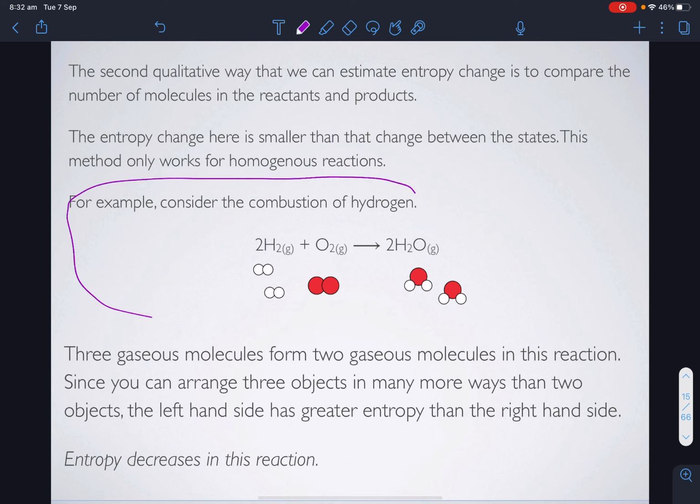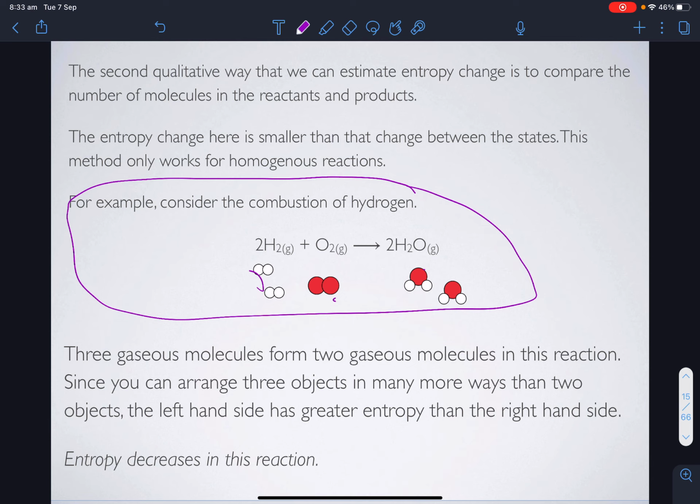For example, here's the combustion of hydrogen. We've got two H2 and one O2 going to two molecules of water, okay? On the left-hand side, you've got three gaseous molecules. On the right-hand side, you've got two gaseous molecules. Now, if you think of a space with three molecules in there, there are many ways that you can arrange those three molecules, okay? Once it goes to its products, two molecules of water, there are fewer ways that you can arrange two things than you could have arranged three things. So for this reaction, entropy is higher with three molecules than with two molecules, and that will work with all homogeneous reactions as well, okay? So in this reaction, entropy decreases because you're taking three gaseous molecules and forming two gaseous molecules.